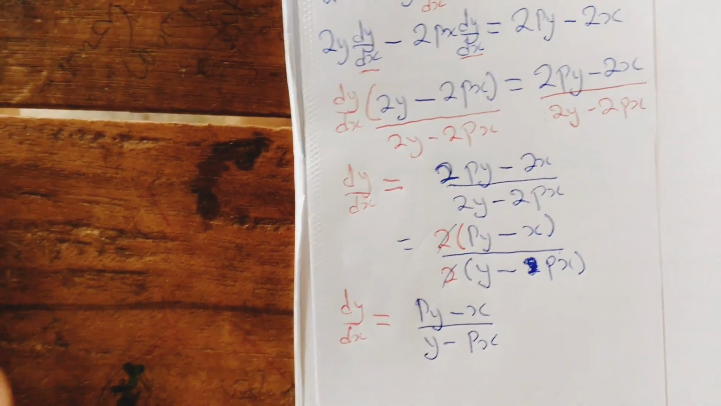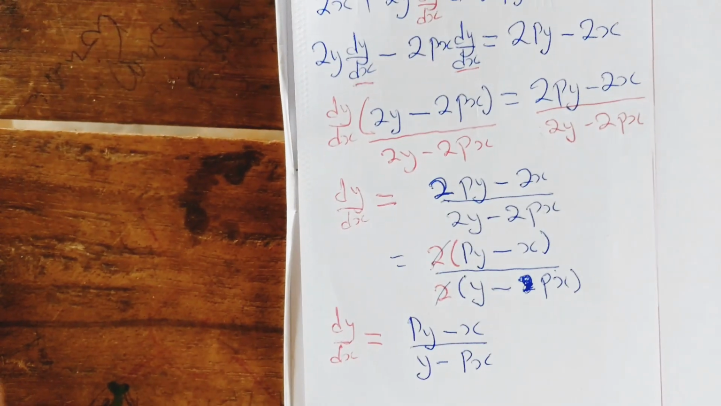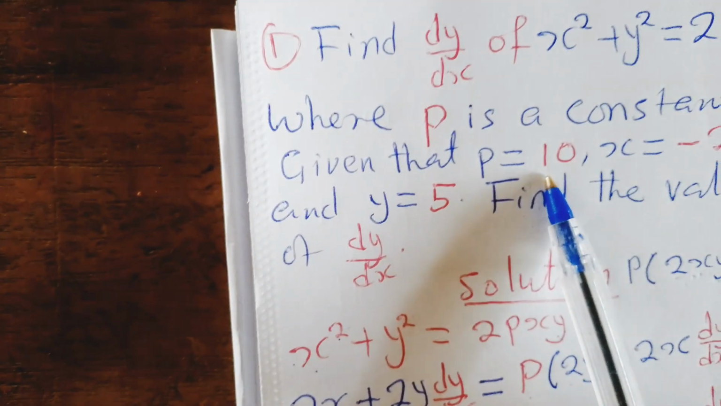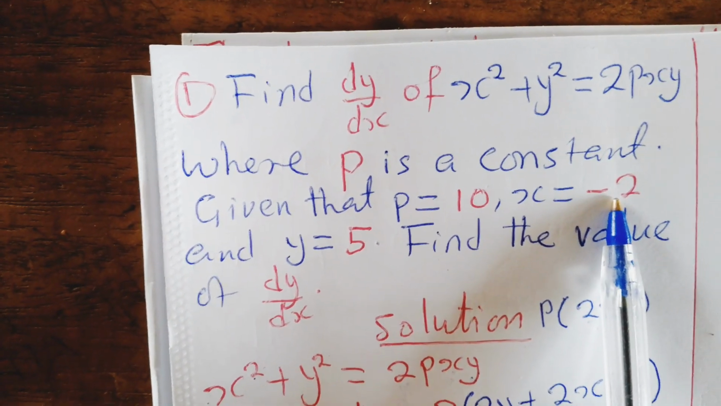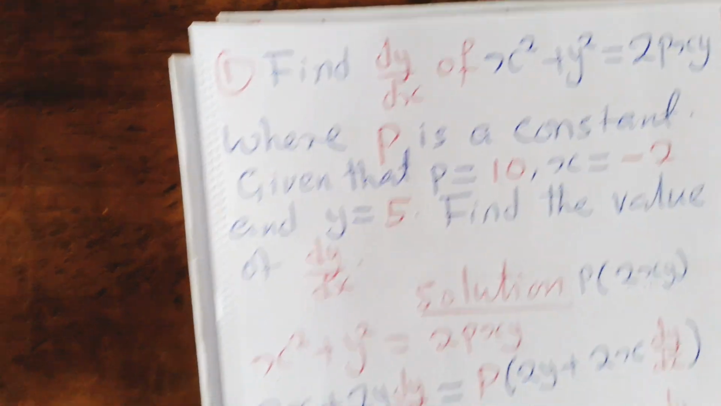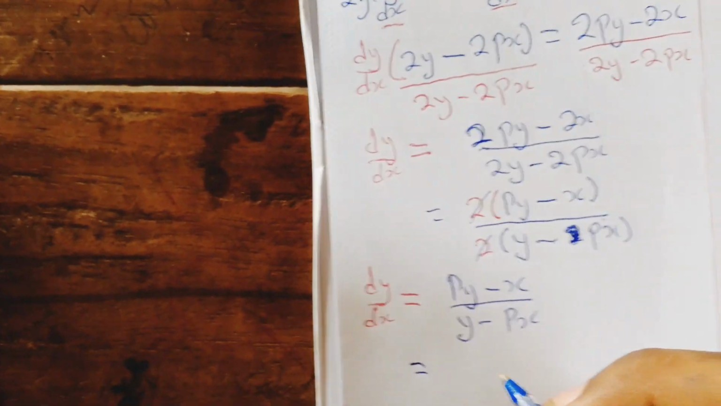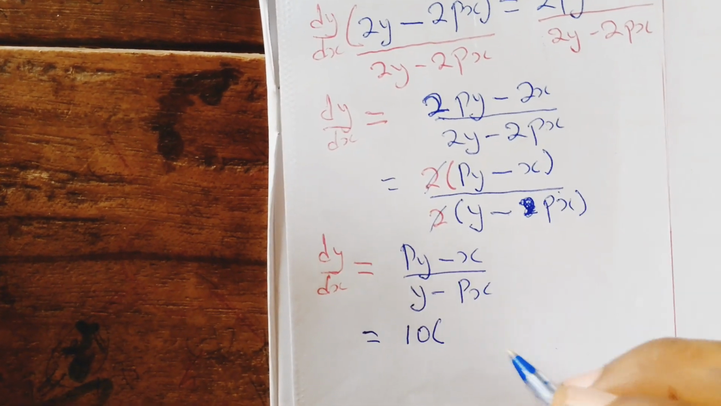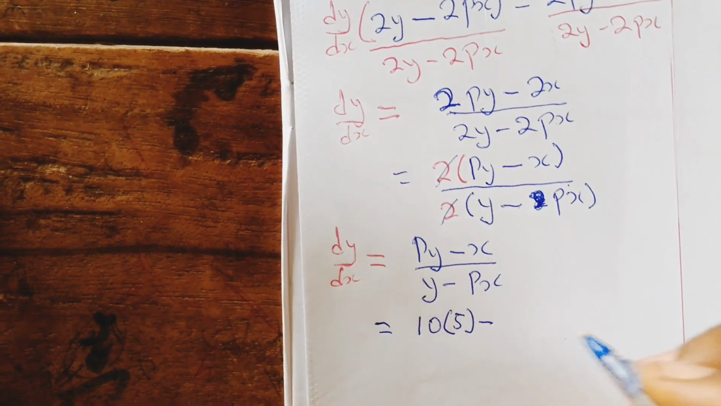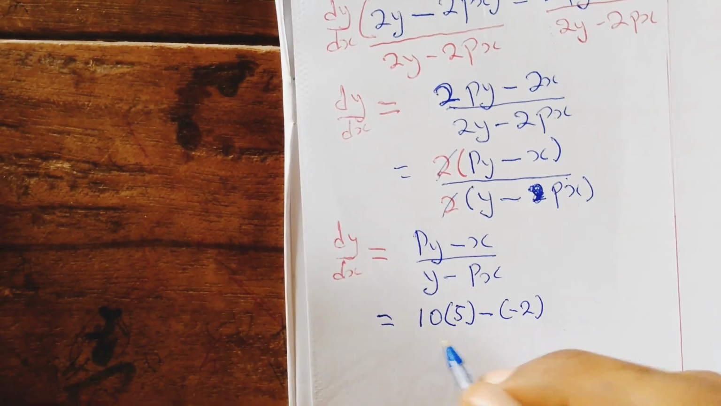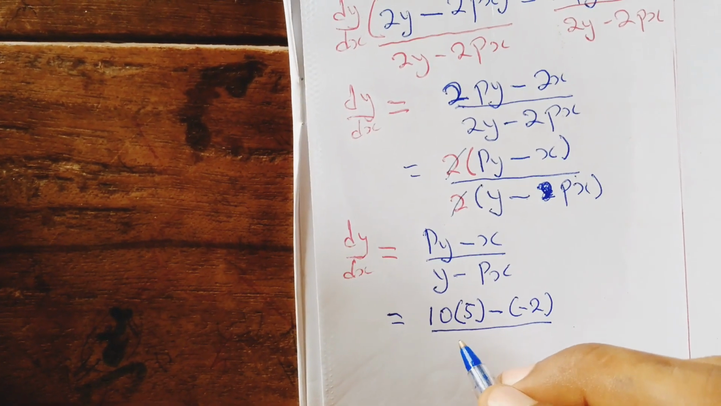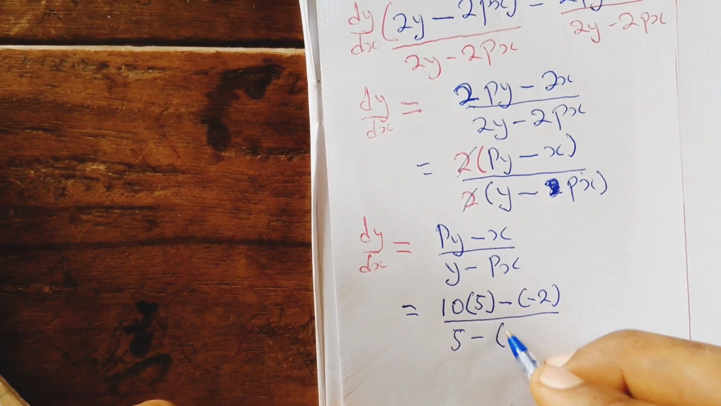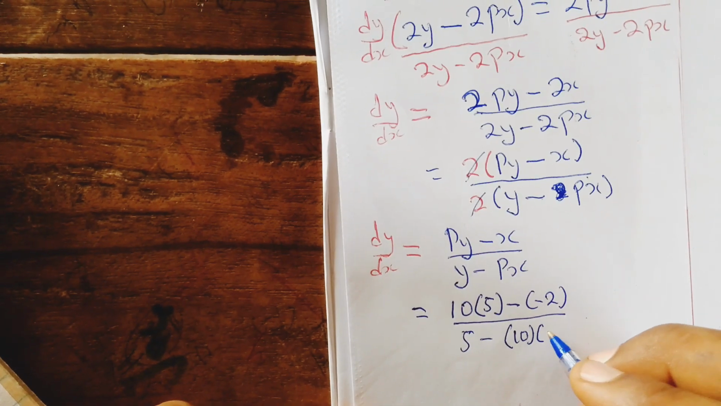But I am given, so don't forget I am given, let's come here, p to be 10, x to be negative 2, and y to be 5. So I'll come here. So from the question, p is 10, I'll write 10, multiplying y is 5, minus x is negative 2, all dividing y is 5, minus p is 10, multiplying x, which is negative 2.